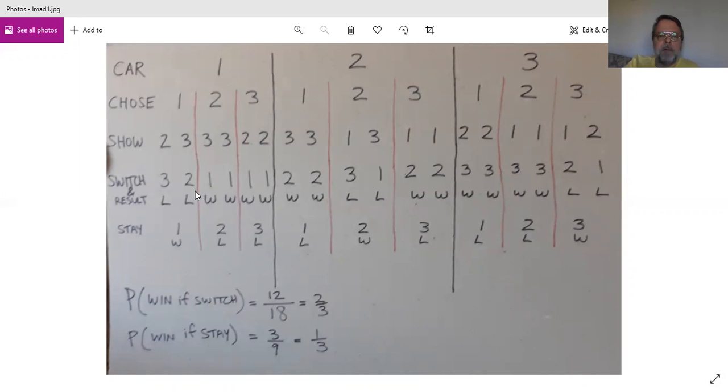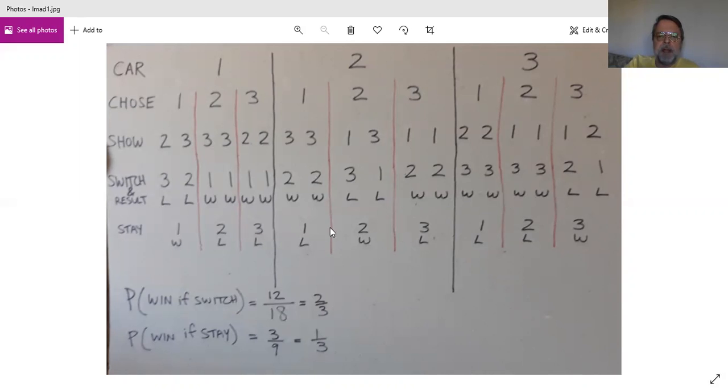And so now look what we have. If I stay put, whatever I chose, that is what I have on the stay put line here. So these are just 1, 2, 3. Same as my initial choices. But here's what we want to do. If I switch, there are 18 possibilities here, each having equal likelihood. How many of these do I win the car? 1, 2, 3, 4, 5, 6, 7, 8, 9, 10, 11, 12. 12 ways of winning the car out of 18. That's a 2/3 probability of winning the car if I switch doors.